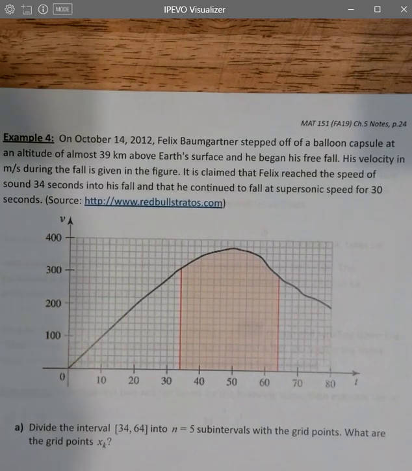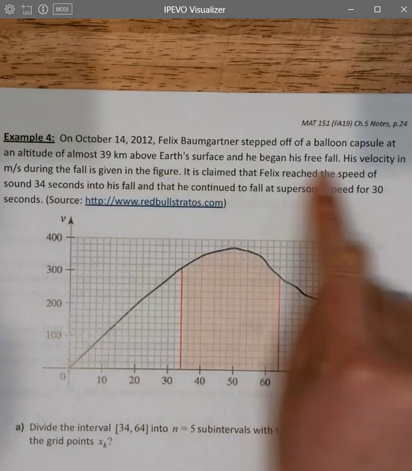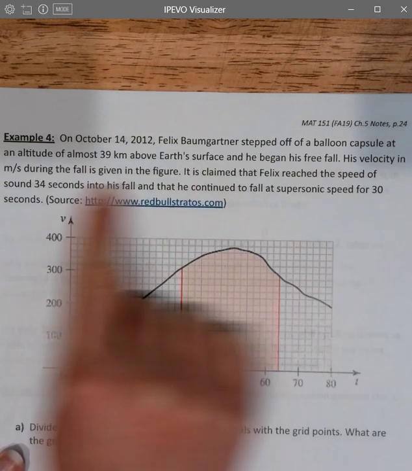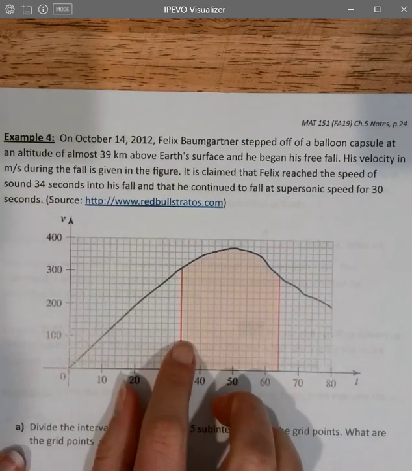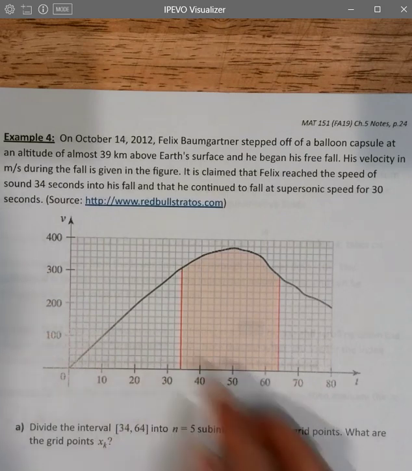Okay, so let's take a look at the next one. On October 14th, Felix stepped off of a balloon capsule at an altitude of almost 39 kilometers above the Earth's surface and began free fall. His velocity in meters per second is given in this figure. It's claimed that he reached the speed of sound 34 seconds into his fall, and he continued to fall at supersonic speeds for 30 seconds.